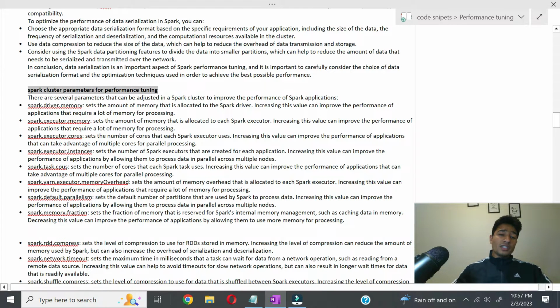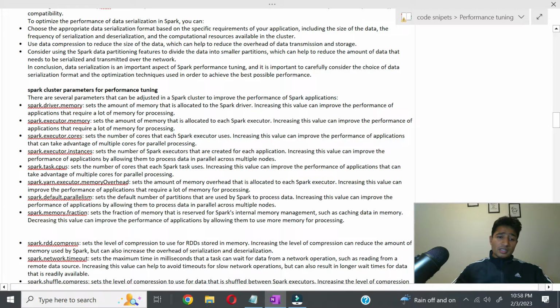What are some of the cluster parameters you can tune to improve the performance, right? So the first is Spark driver memory. What it will do? spark.driver.memory sets the amount of memory that is allocated to the Spark driver. Increasing this value can improve the performance of applications that require a lot of memory for processing. Spark executor memory will allocate memory to each executor. Increasing this value again can improve the performance if more memory is required for processing.